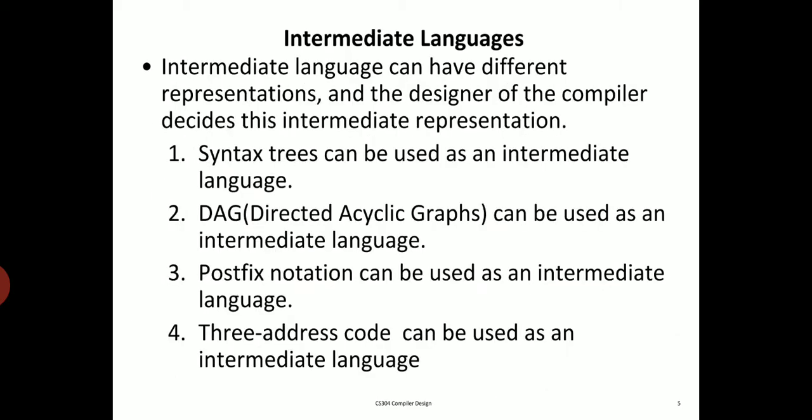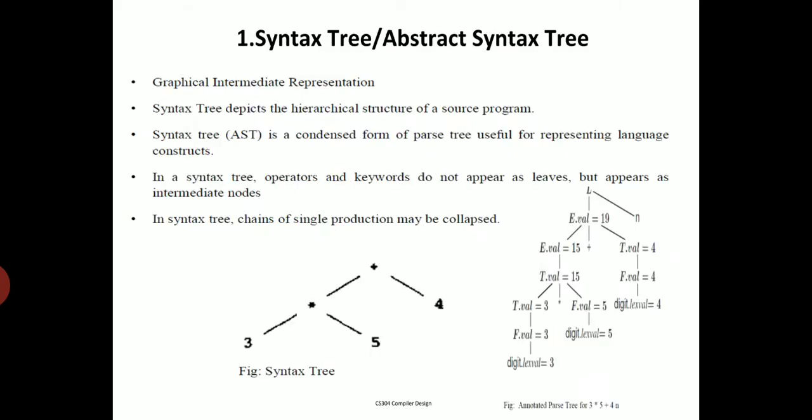Next slide is intermediate languages. This intermediate representation can have different representations. First one is syntax tree, second is directed acyclic graph, third is postfix notation, and fourth is three-address code. So first is syntax tree, or another name is abstract syntax tree. It is the graphical intermediate representation.